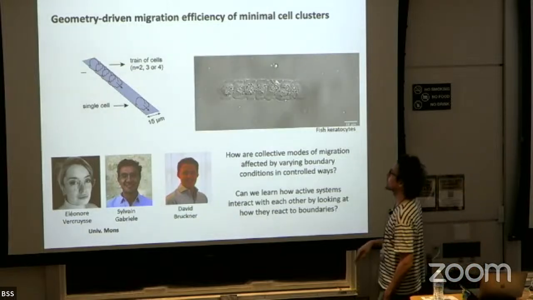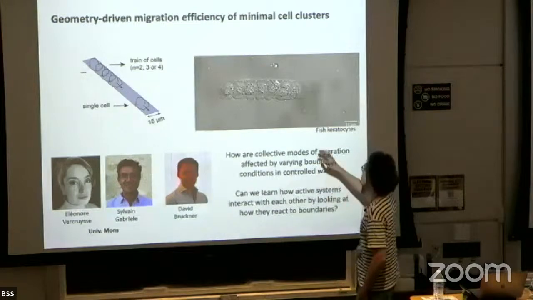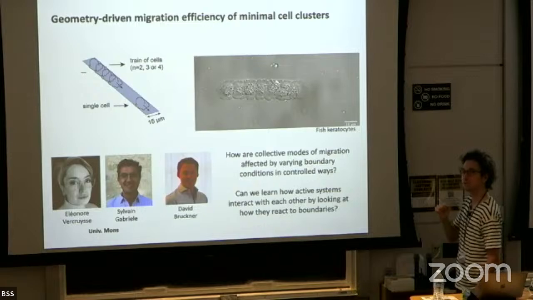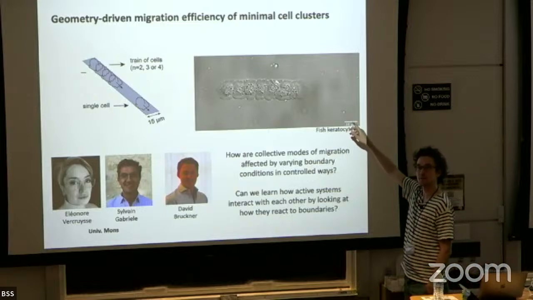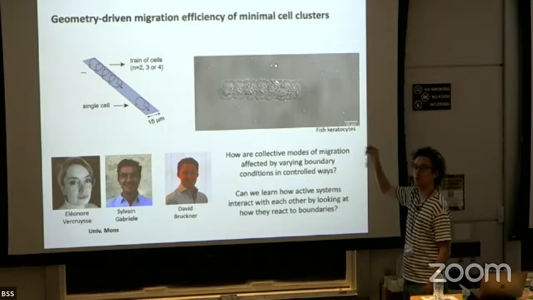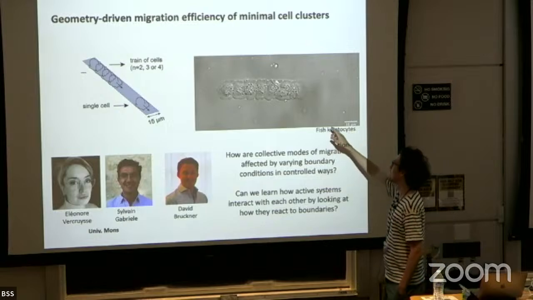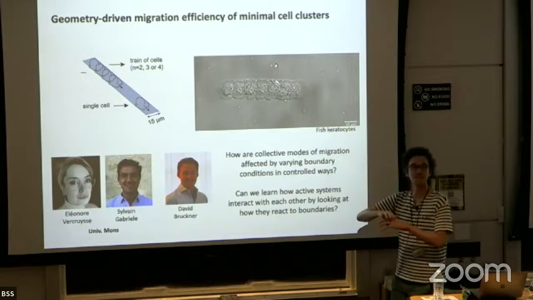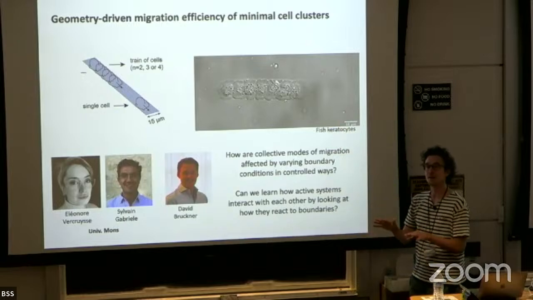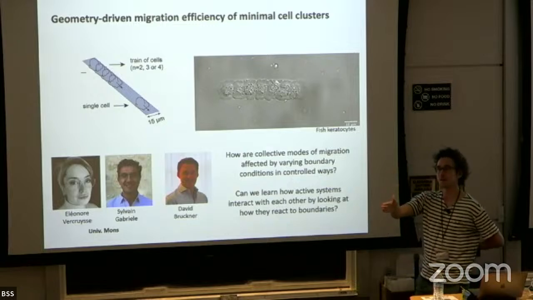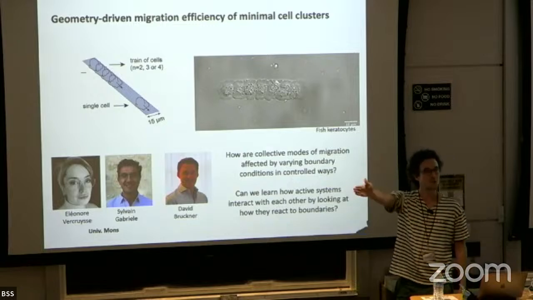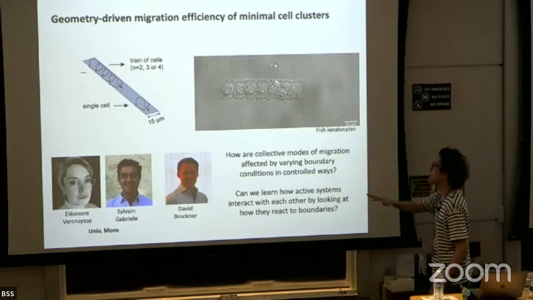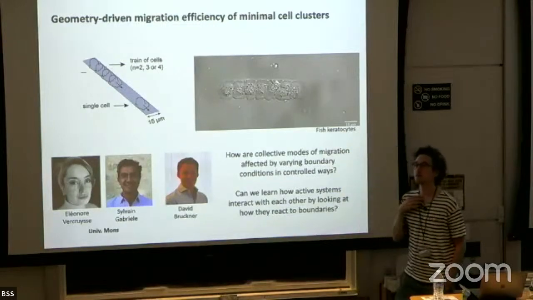So what's the system that Sylvain was looking at? It's very good because this was actually introduced by Ulrich in his talk. These are fish keratinocytes, these fish cells that Julie Theriault has. What Ulrich showed is that it was single cells. These are cells that have enormous lamellipodia, and they migrate super directionally. If you take a single cell, it's going to migrate basically forever in one direction, with relatively small dispersion.